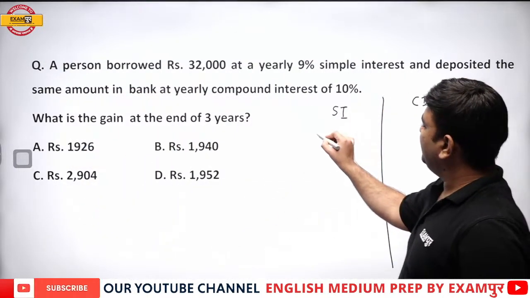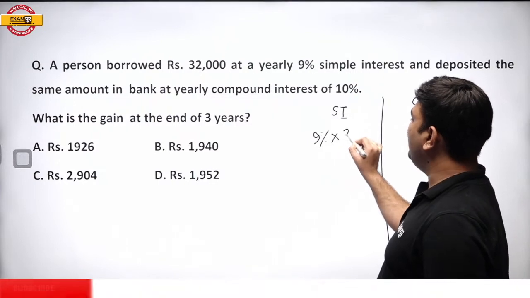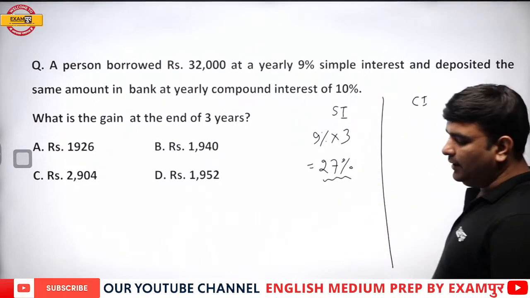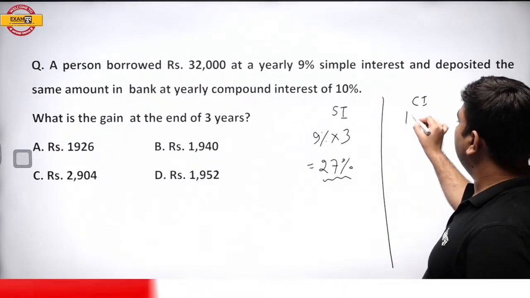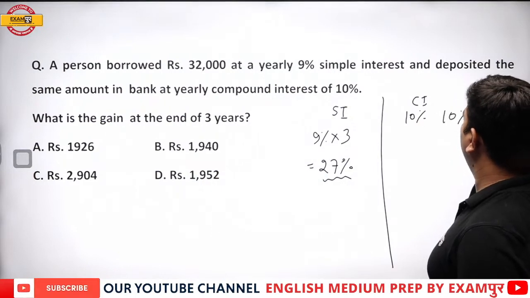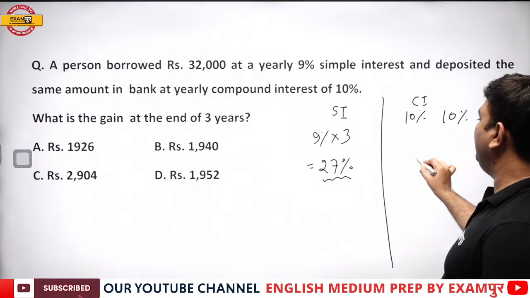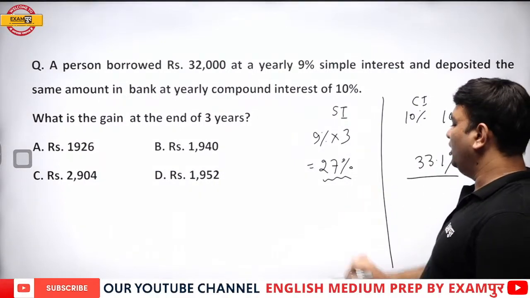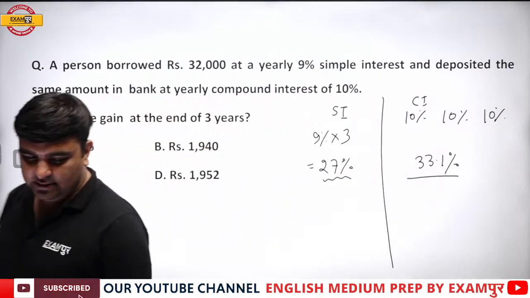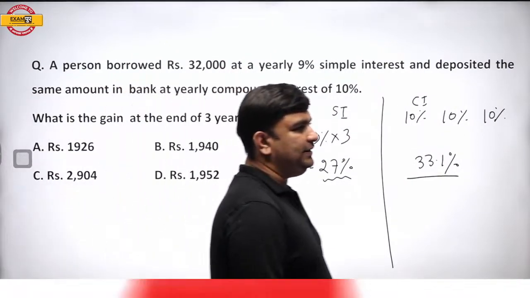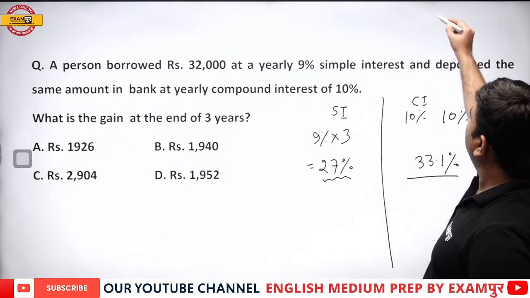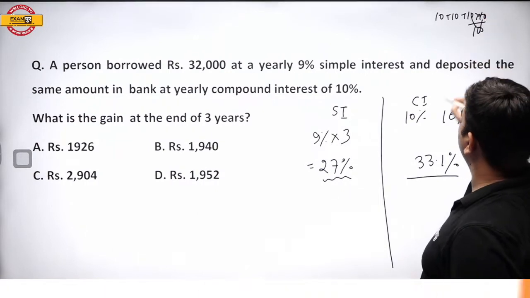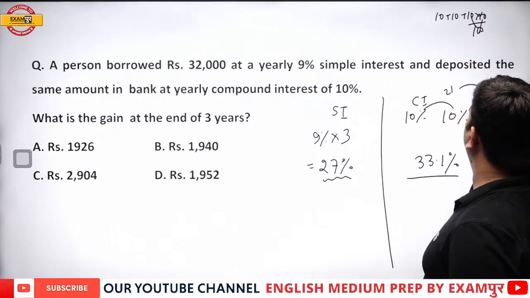Simple interest is 9% rate, 3 years is the time, so 27% is the simple interest. And how to calculate the effective compound interest? It's the effective of 10, 10 and 10. We already know that it is 33.1%. Why? 10 plus 10 plus 10 into 10 upon 100 gives 21, then 21 and 10, effective is 33.1%.